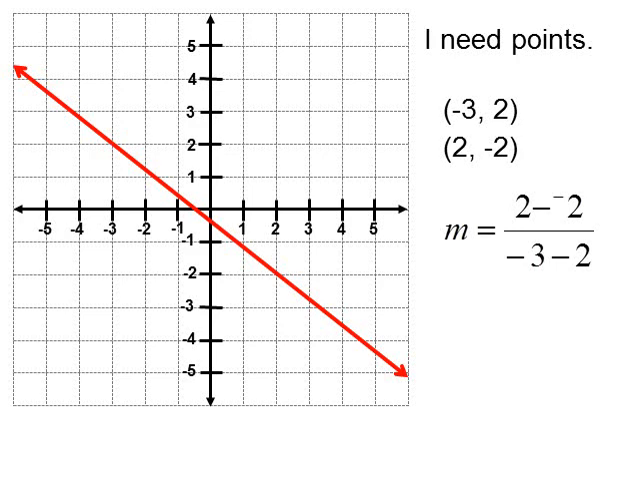I'm finding the difference in y's and the difference in x's. So 2 minus -2 is 4, and -3 minus 2 is -5. So the rate of change is -4 over 5. And I'm going to take the point 2, -2. So it's y minus y1, which in this case is -2. So it's y minus -2, which is y plus 2, equals -4/5 times x minus 2.